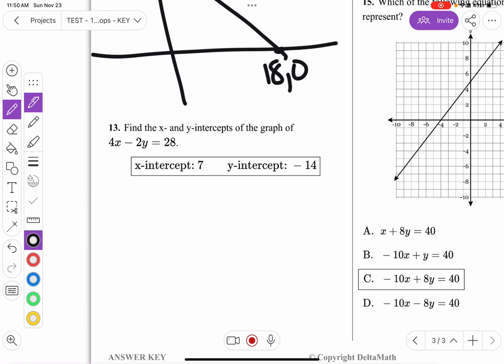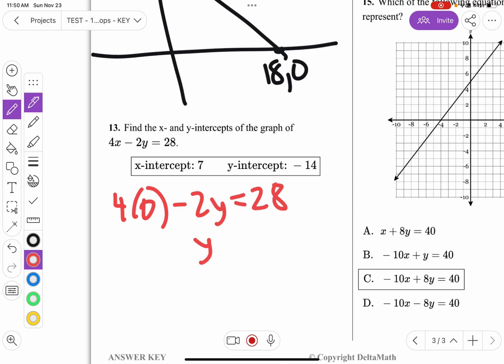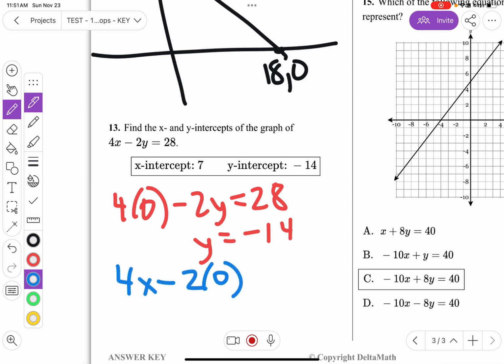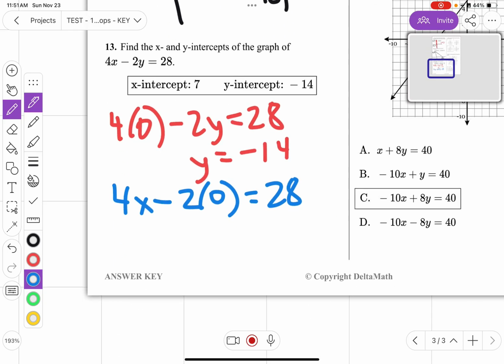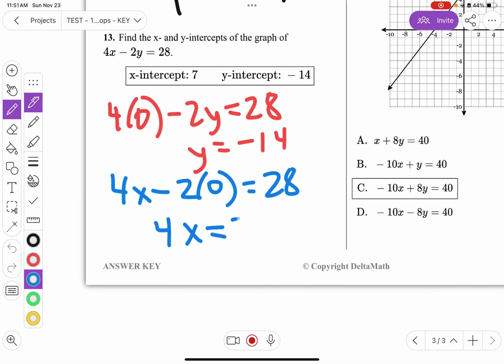How about this one? Okay, so to get the y-intercept, you say x is 0, minus 2y equals 28. So y equals minus 14. So minus 14 times minus 2 is 28. You could also say, well, let's find out what the x-intercept is. That'll be when y is 0. So 4x minus 2 times 0 equals 28. 4x equals 28. x equals 7. Okay, and there's the x-intercept.